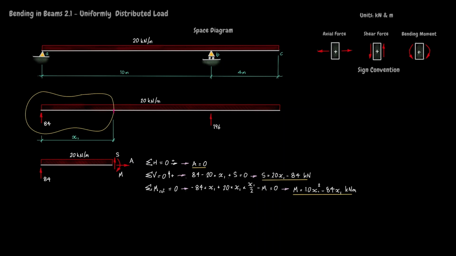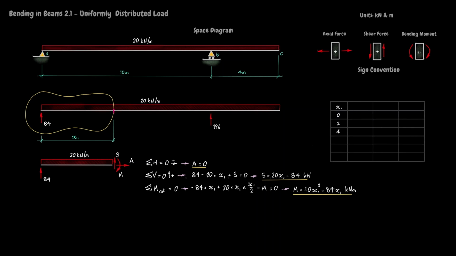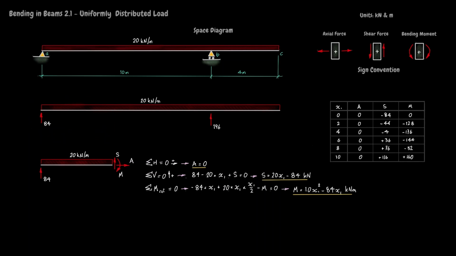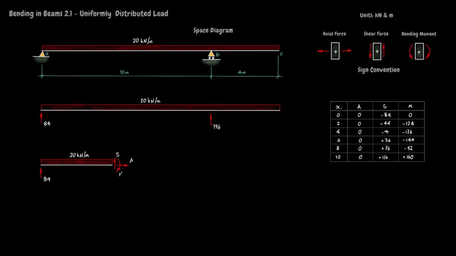This is best done in a table with 4 columns. The first column contains x1 values tabulated at 2 meter intervals. The other columns contain numerical values of the internal forces. Next, we need to find out what's happening between B and C.